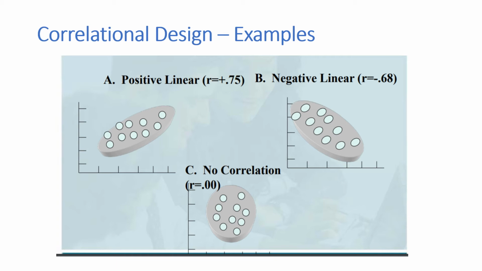As you can see in A, when one goes up, so does the other. So A shows a positive linear relationship. In B, we can see when one goes down, the other one goes down, so B shows a negative linear relationship.